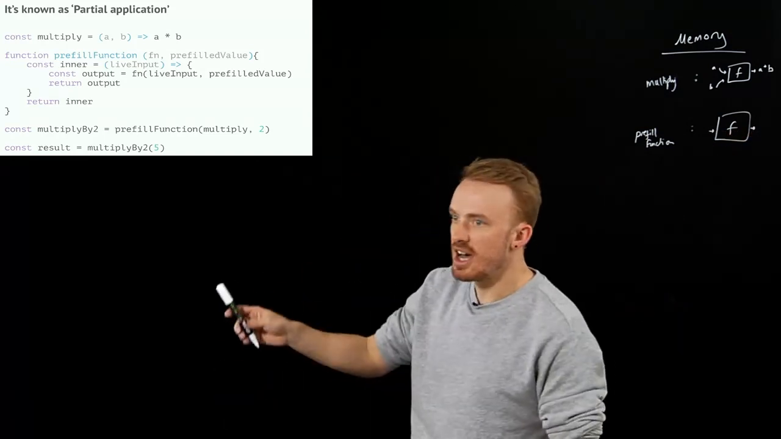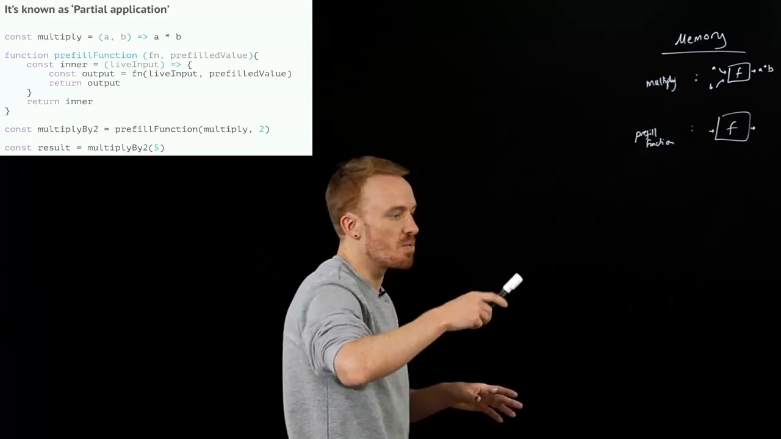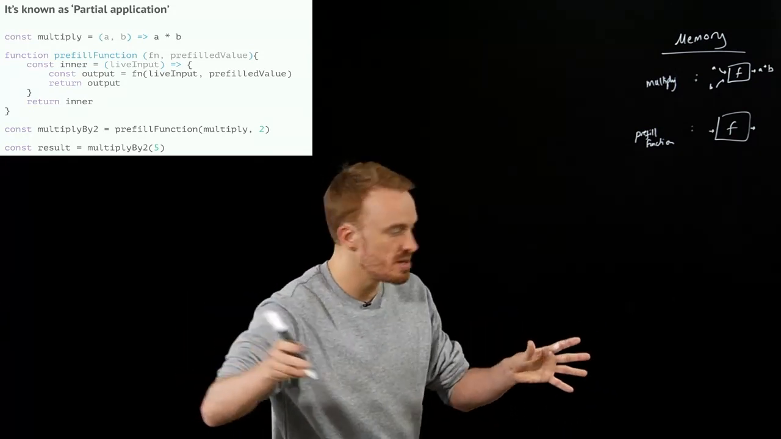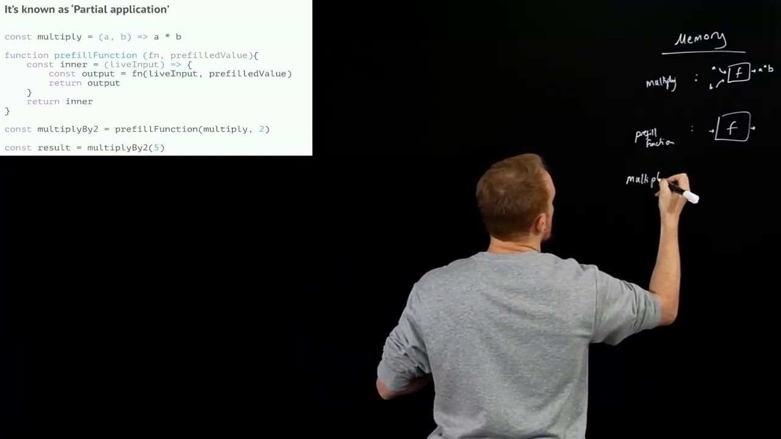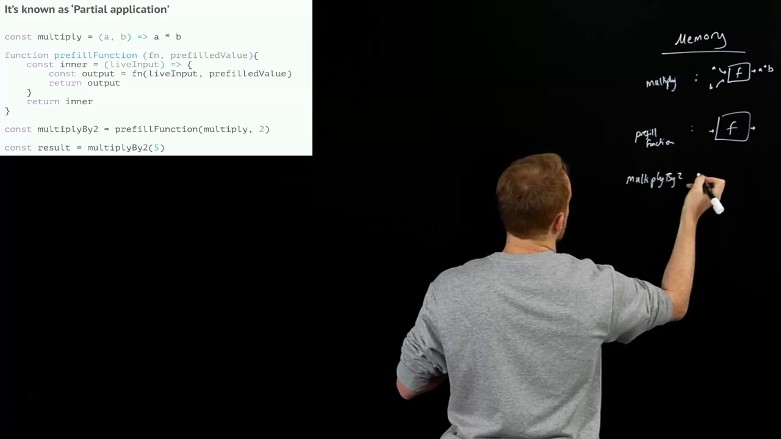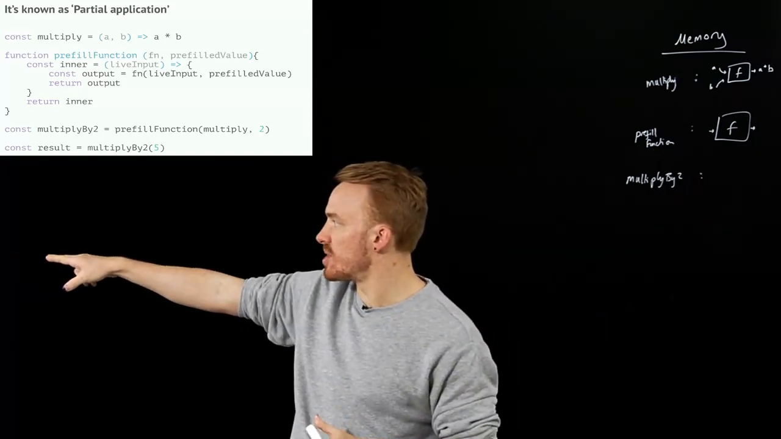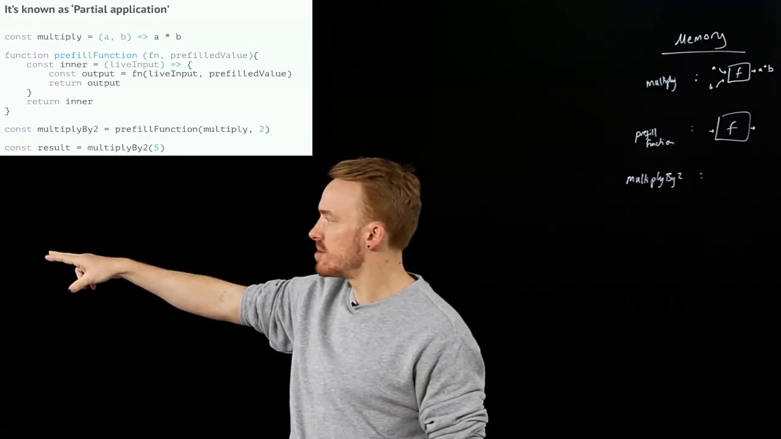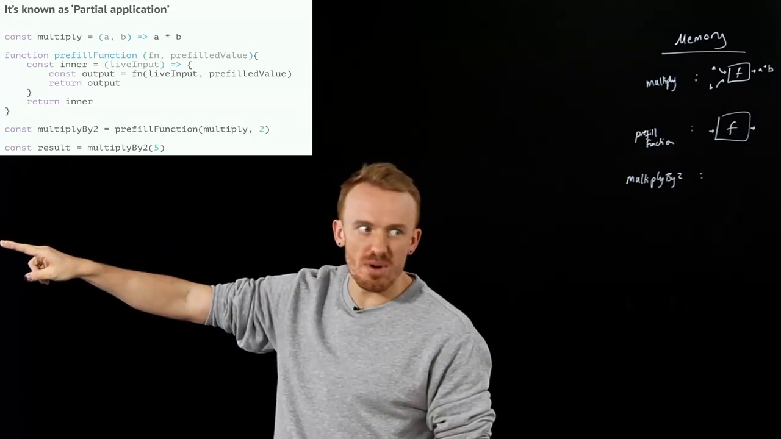Nothing has changed. Sam, penultimate line here, left-hand side, we're declaring just what? Multiply by 2. Yeah, just a label. Multiply by 2. Okay. We already know, by the way, though, it's going to be the output of calling what, Sam? Prefill function. Absolutely, which is going to return out inner.